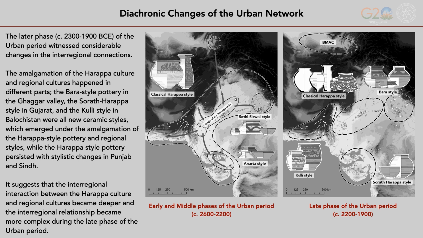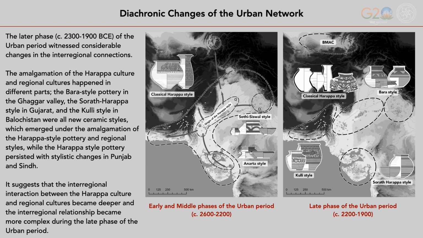The late phase of the urban period, dating to 2300 BCE and 1900 BCE, witnessed considerable changes in the interregional connections. The amalgamation of the Harappa culture and regional cultures happened in different parts of the Indus region. The Bara-style pottery in the Ghaggar Valley, the Sorath Harappa style in Gujarat, and the Kulli style in Balochistan were all new ceramic styles which emerged under the amalgamation of the Harappa style pottery and regional styles, while the Harappa style pottery persisted with stylistic changes in Punjab and Sindh.